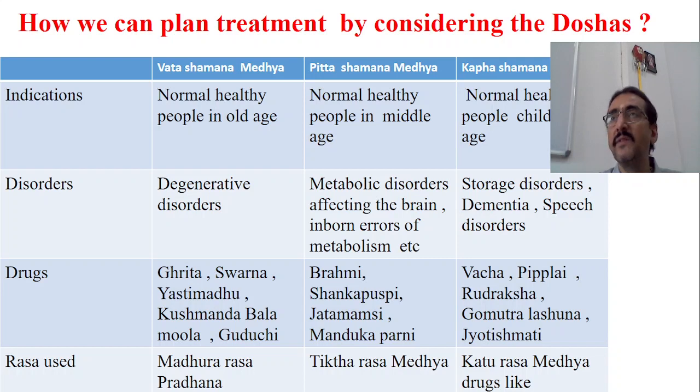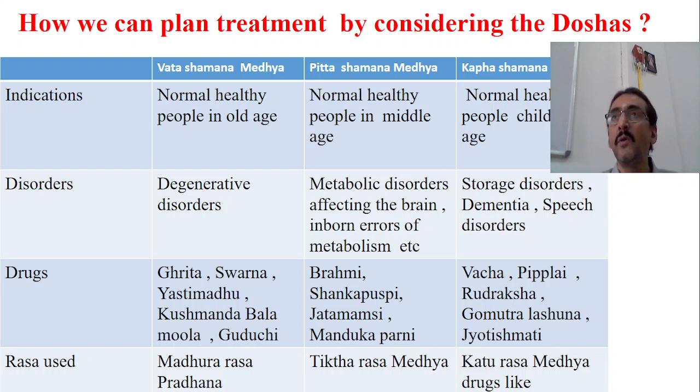Similarly, there is one more, Kapha. We have Medhya drugs which are more dominant in Katu Rasa. For any disease of the brain leading to cognition problems, memory problems or brain functioning problems, where the cause is Kapha, the list of Medhya drugs will differ. Kapha Shamaka Medhya drugs are basically Katu Rasa Pradhana drugs. For example, Vacha, for any kind of obstruction. Vacha, Pippali, Rudraksha, Gomutra, Lashuna and Jyotishmati. These are Kapha Shamaka Medhya drugs, and their indication is also different.